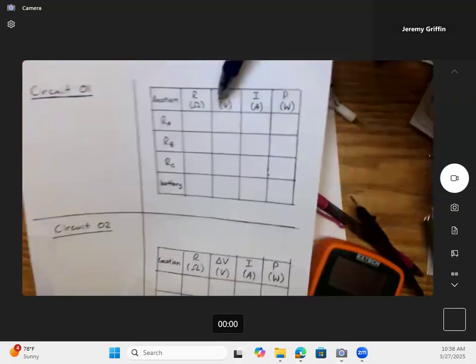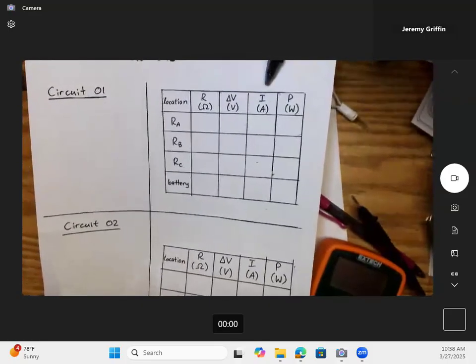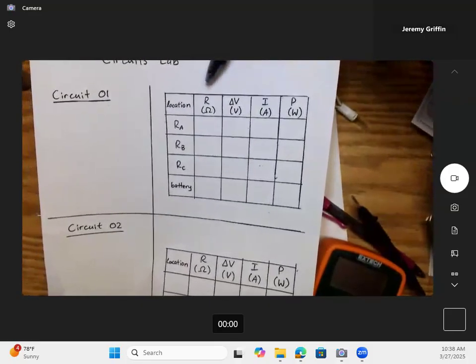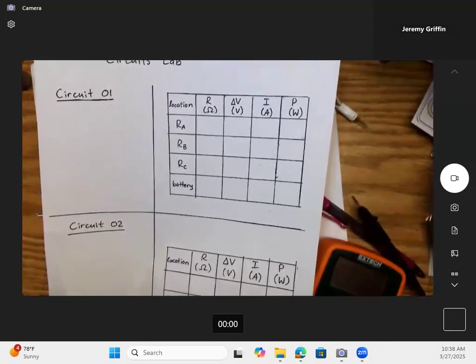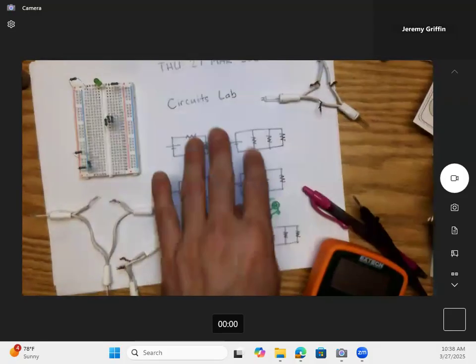So you're going to measure voltage, measure current with the multimeter. Okay. You calculate the resistance and calculate the power. Right, for whatever circuit you want to set up. Here's a bunch of options.